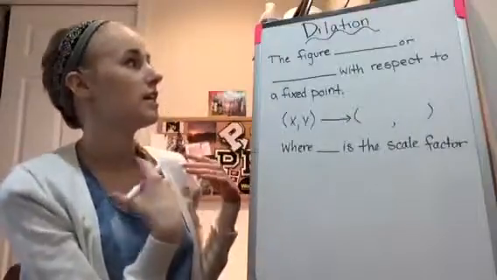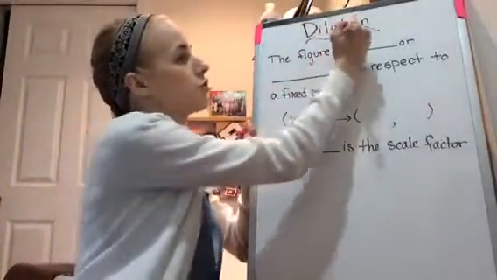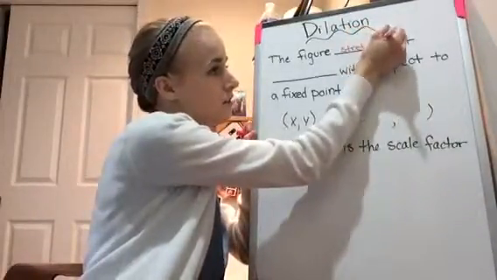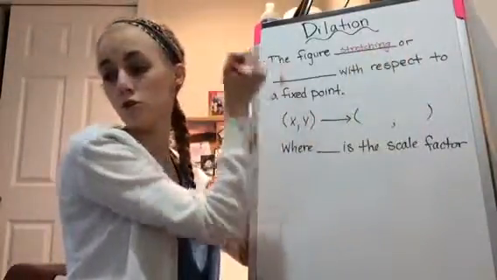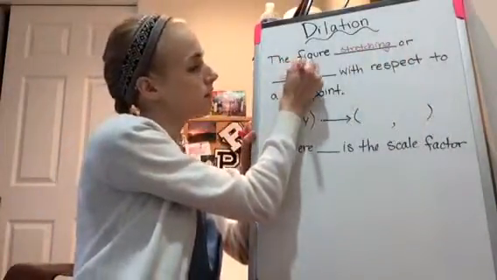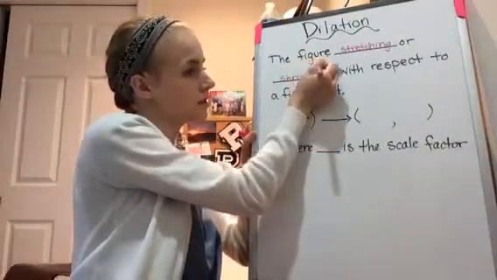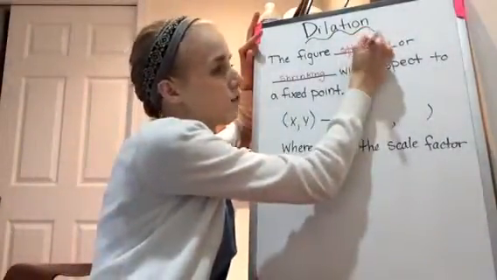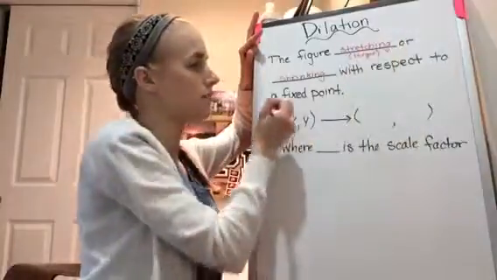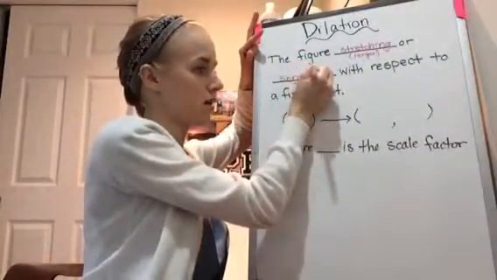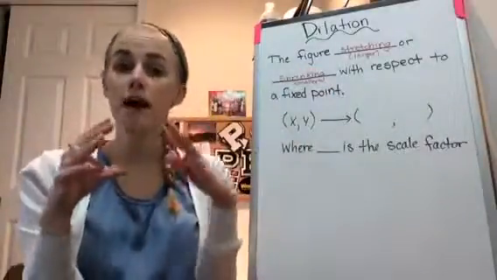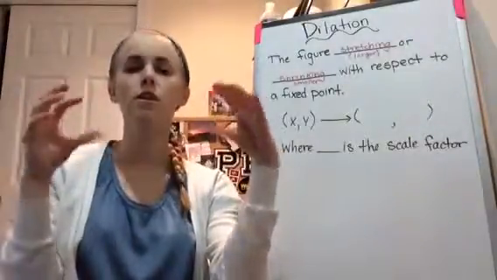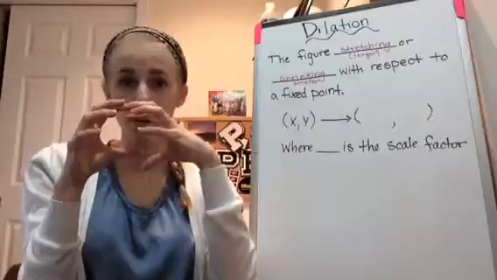So a dilation is the figure stretching or shrinking with respect to a fixed point. So when we think of stretching, we think of it getting larger. And when we think of shrinking, we think of it getting smaller. All right? So we'll have a shape on the coordinate plane, and if we're stretching it, we're going to stretch it by a certain amount, or we'll shrink it by a certain amount.